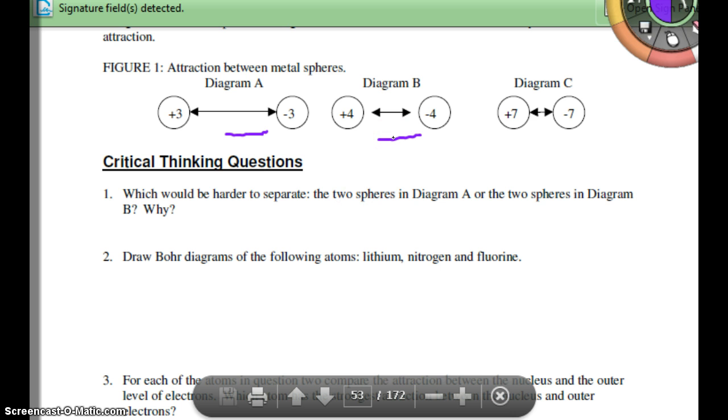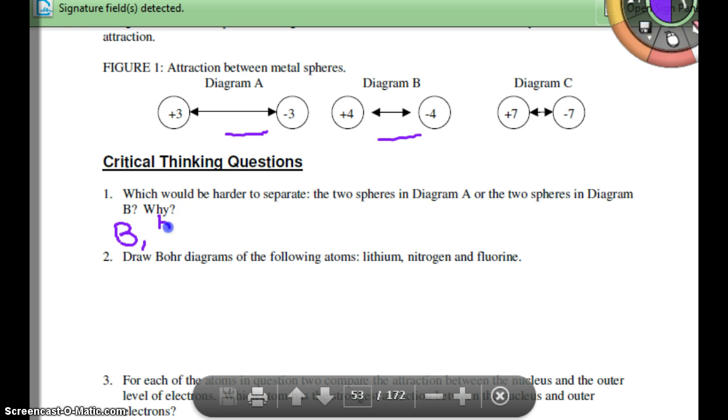So if you look at those two, the 2 spheres, you have to think of these like a magnet. If we had magnets that were closer together, it would be harder to separate them than if they were further apart. So diagram B is our answer. The spheres in diagram B, I'm just going to write the letter B, are our answer. Why? Because the force of attraction is greater due to the higher charge difference.